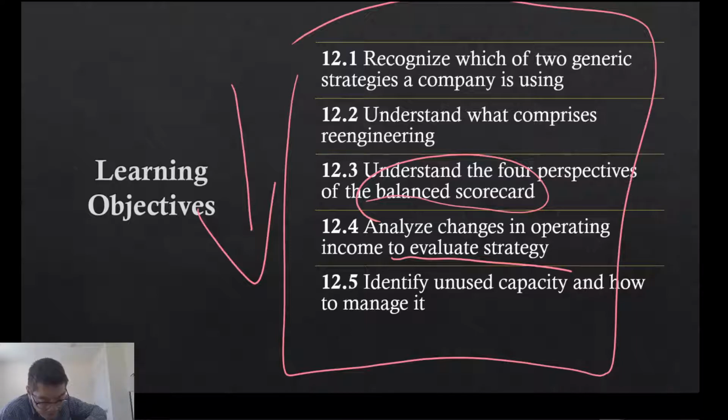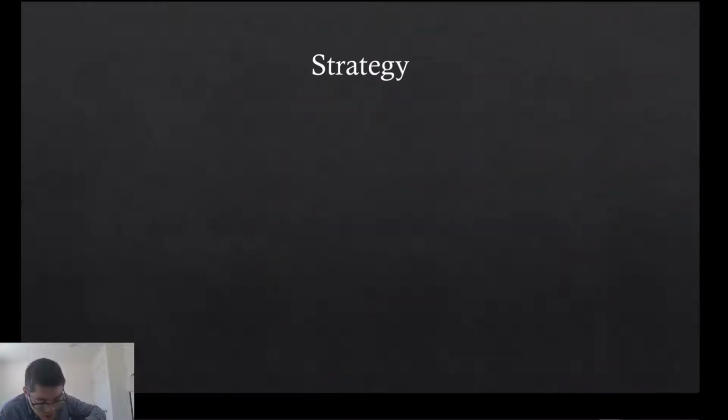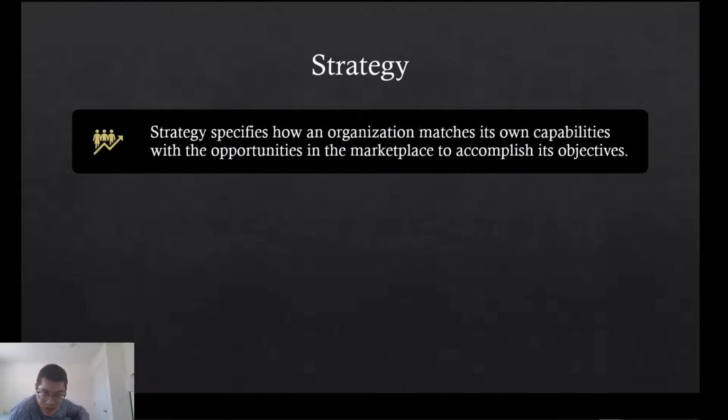So if we're using the balanced scorecard to develop and implement strategies, the first question we need to understand is, what are strategies? Here are some definitions from the book. Strategy specifies how an organization matches its own capabilities with the opportunities in the marketplace to accomplish its objectives.